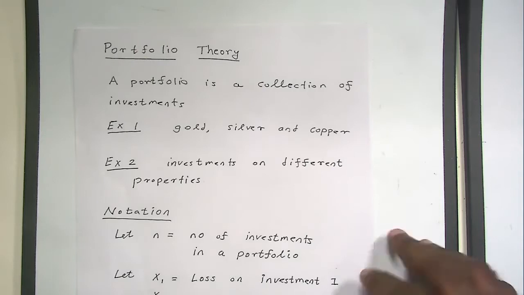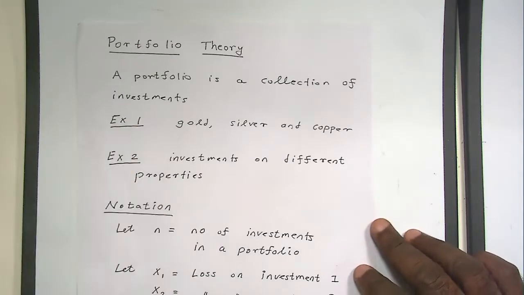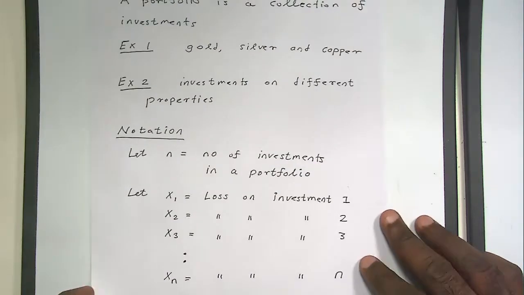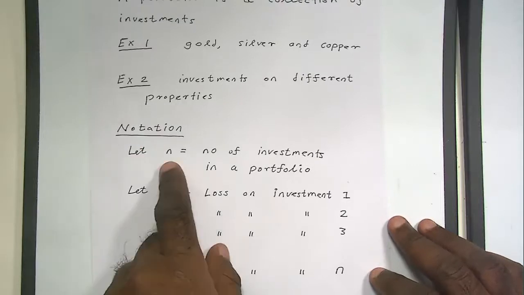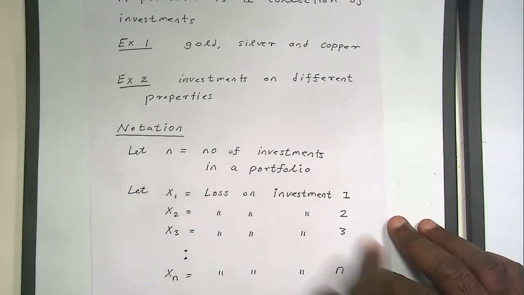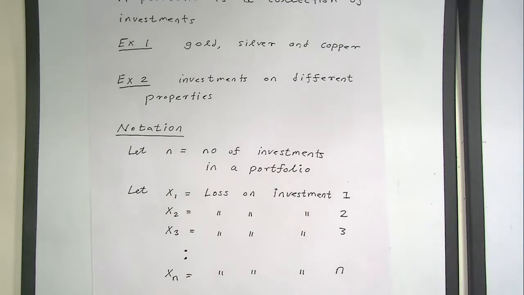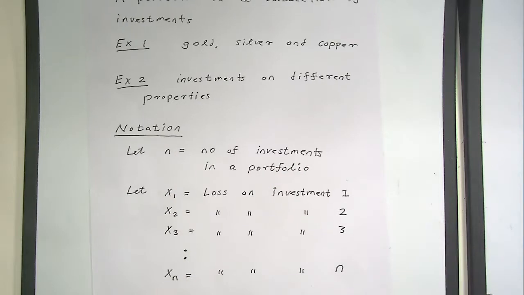So a portfolio is a collection of investments. For example, investments on gold, silver, and copper could be a portfolio. Or investments on different properties could be a portfolio. And then I introduced some notation. Let n denote the number of investments in a portfolio, and x1 to xn denote the losses on the n investments. So if you were not here yesterday, you can find these online.